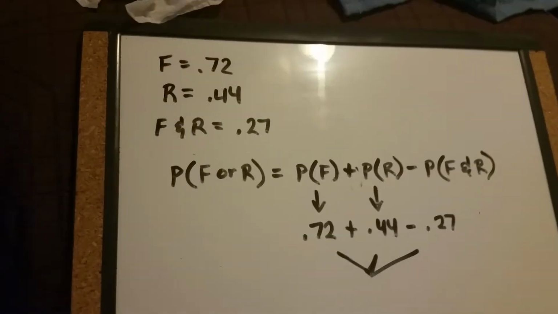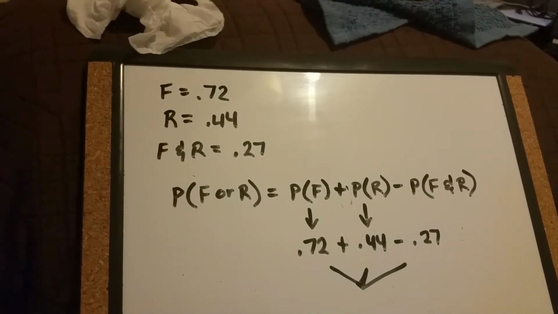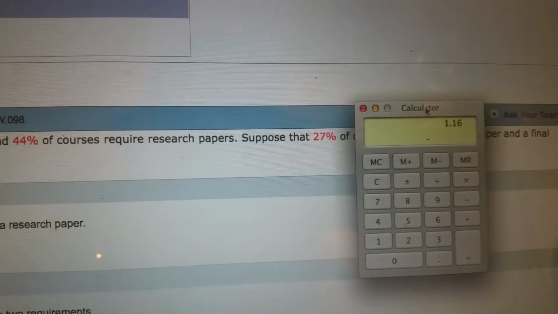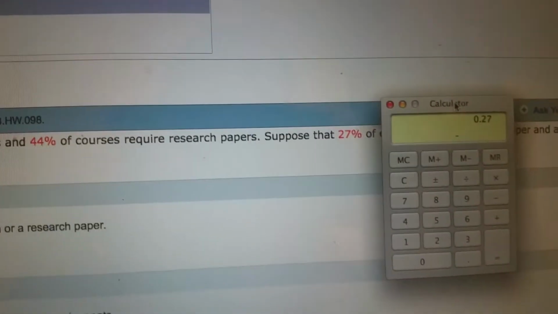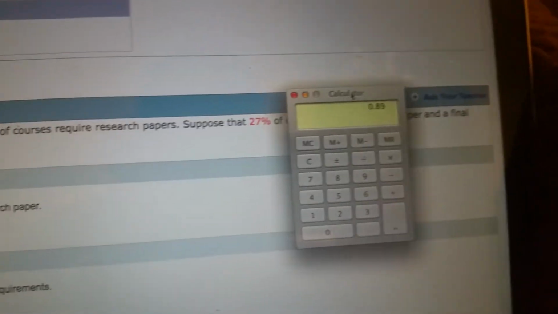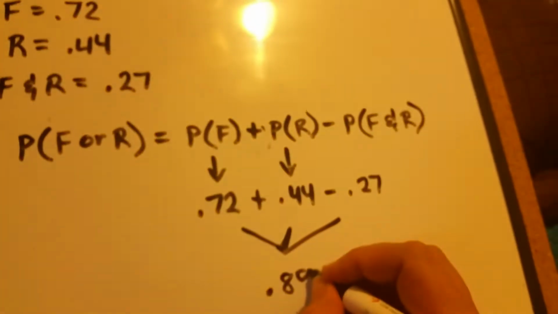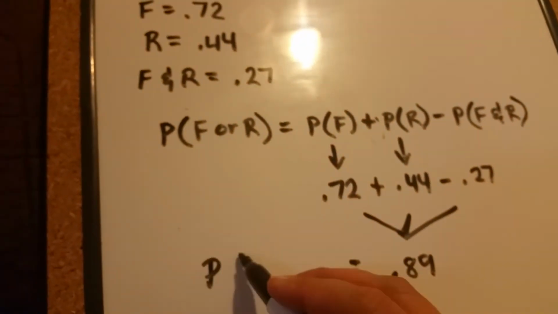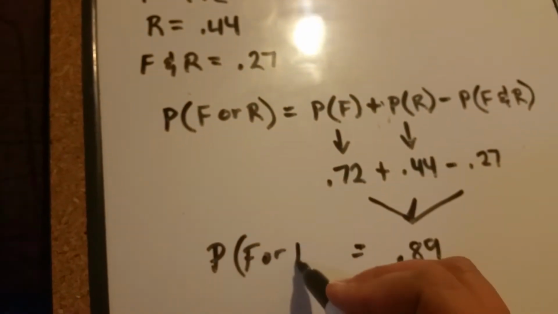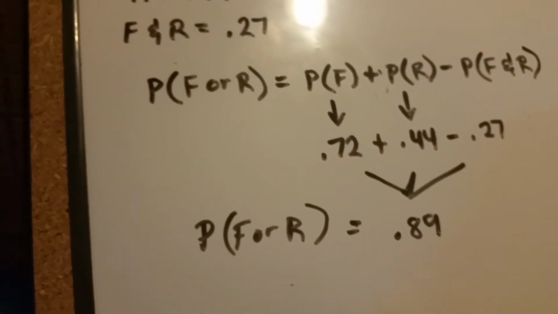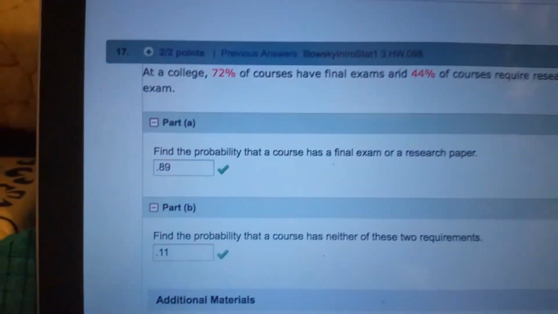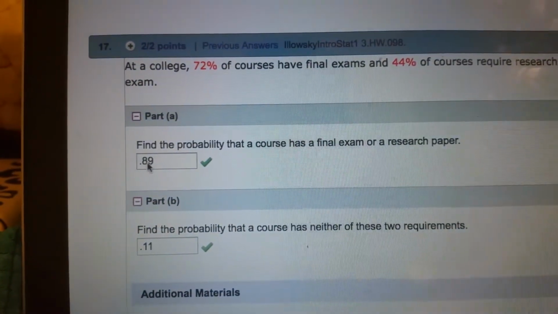Okay, 0.72 plus 0.44. Let's see here. 0.72 plus 0.44 minus 0.27. For me, that comes out to 0.89. So we know F or R equals 0.89. Okay, then I type that in, right? I've got that in there for my part A.